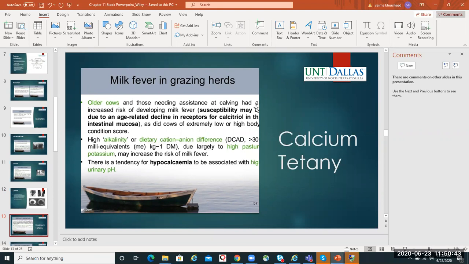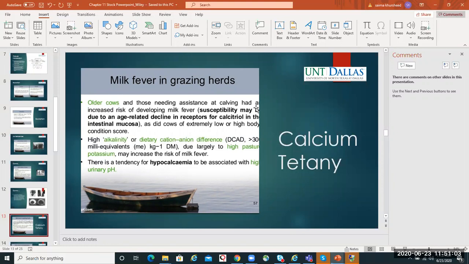The calcium deficiency may also cause calcium tetany, that's called milk fever in grazing herds. Older cows and those needing assistance at calving had an increased risk of developing this milk fever. So this calcium tetany is also called milk fever.